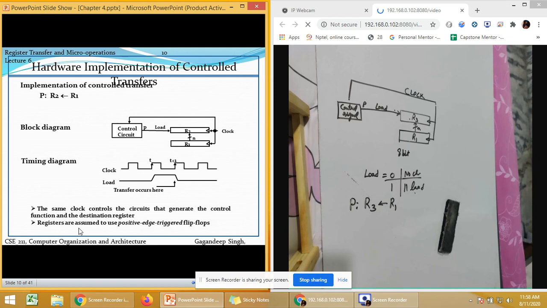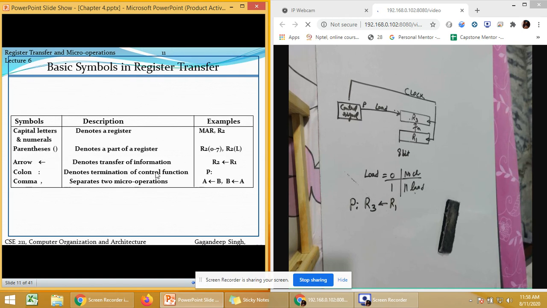Okay. Now at this place, we have an assumption that all the registers which we are using are positive edge triggered flip-flops, which means everything is going to work when there is a positive clock edge. So that is how we are able to transfer the data from one register to another.